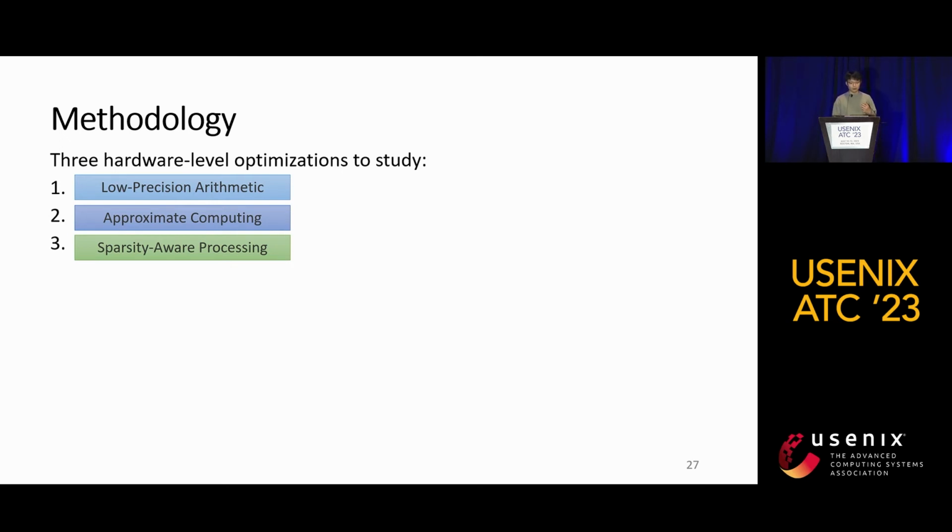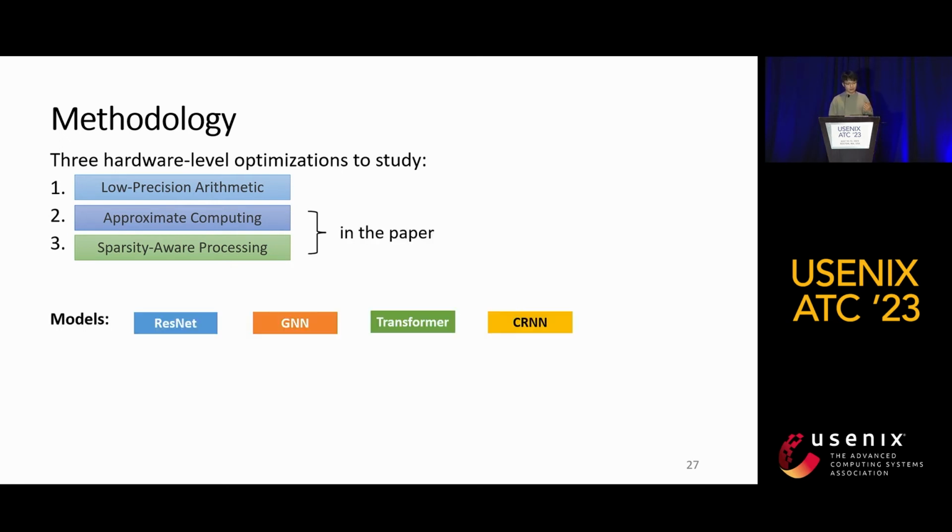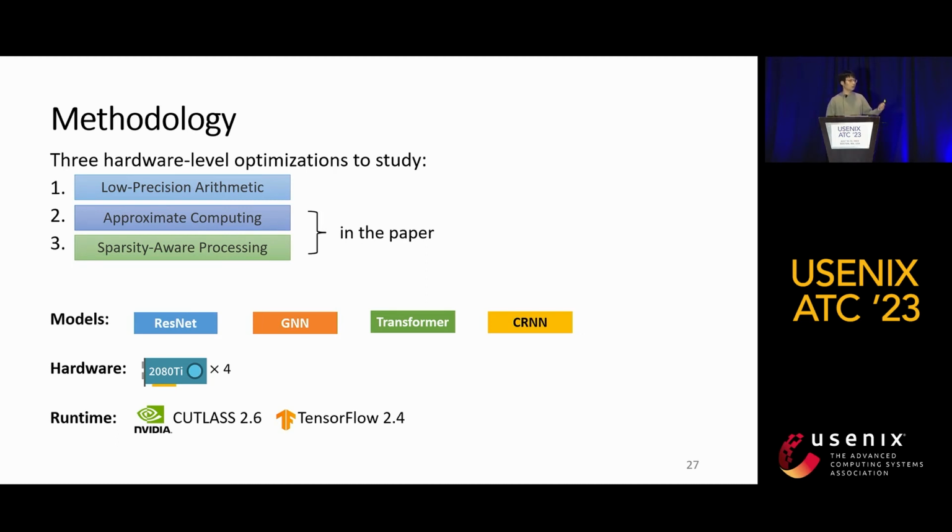We evaluate on 4 models, including ResNet, which is a convolutional neural network for image classification, GNN, which is a graph neural network for node prediction, Transformer, which is an attention-based neural network for sequence classification, and CRNN, which is a recurrent neural network for language translation. We evaluate on 4 2080 Ti GPUs, and the runtime we use contains Catalyst 2.6 and TensorFlow 2.4.